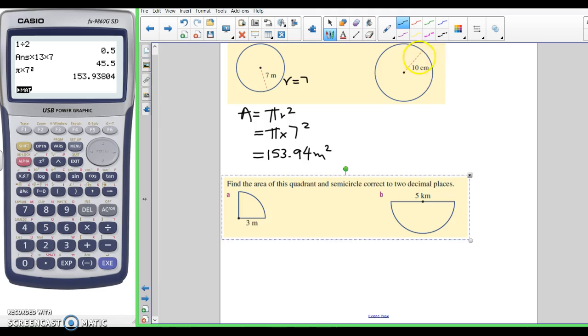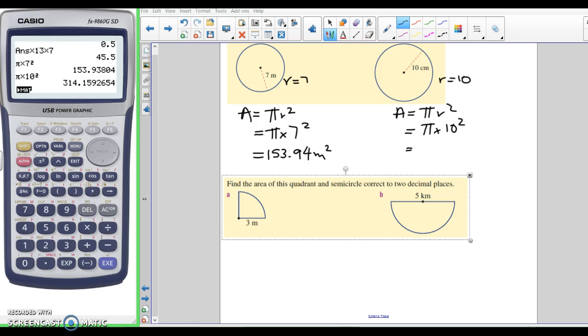The next one we're looking at, it's a radius, so radius is 10. We'll talk about what we need to do if it's a diameter. So for this one, same thing, area is equal to pi r squared, pi times the radius, which this time is 10 squared. Check this one on the calculator, pi times 10 squared, and your answer for that one would be 314.16 centimeters squared.